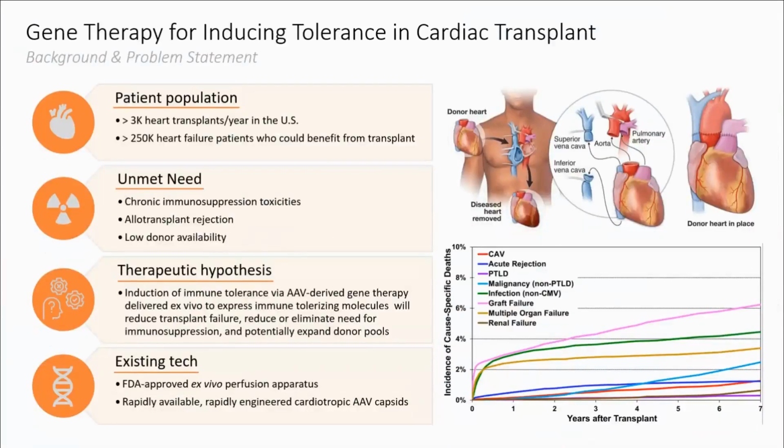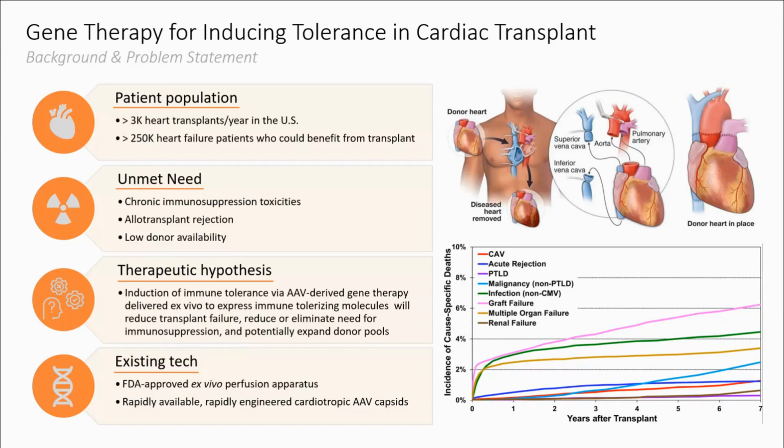So now that we have demonstrated that we're able to efficiently deliver vectors to the donor heart using the ex vivo perfusion system, as well as a large animal model of acute rejection, what are we doing next? Well, we're focusing on trying to develop a gene therapy to induce tolerance in the cardiac transplantation patient. And we think that this is definitely an unmet need because of the negative influence of chronic immunosuppression on the recipient.